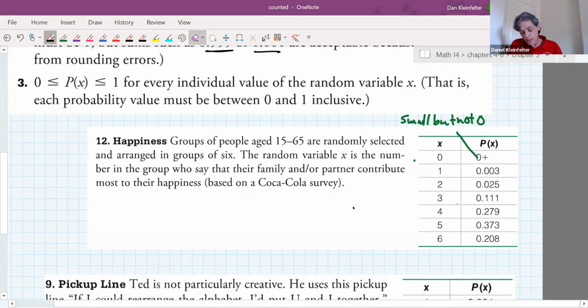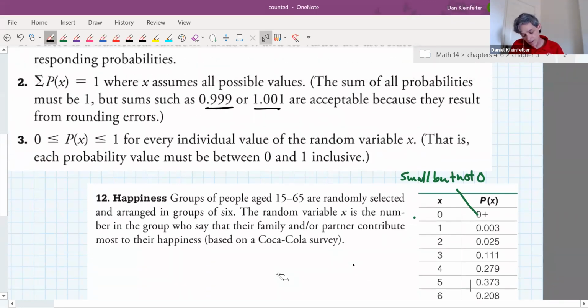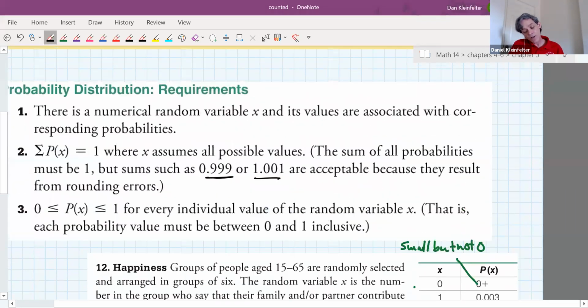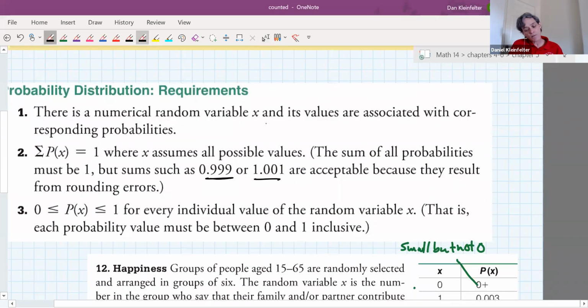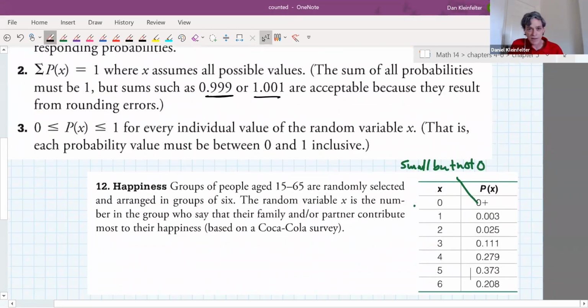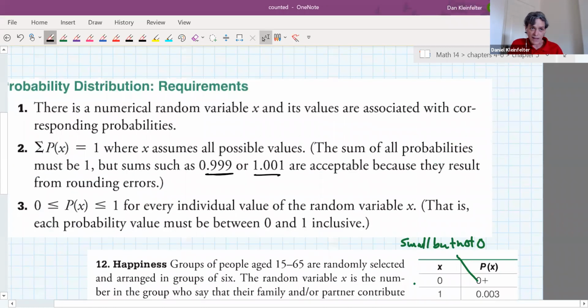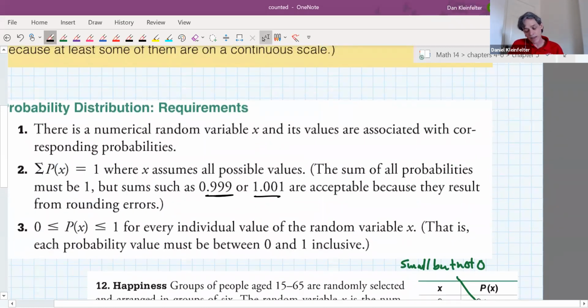Okay, so as far as answering the question, we're just to decide if this is going to represent a probability distribution. So let's check all the requirements. The first requirement is, yes, there's a numerical random variable. It's random because there's nothing in there about how the people are seated. There's no organization. People are not sat with their family necessarily, anything like that. So it's random. And the values are associated with probabilities.